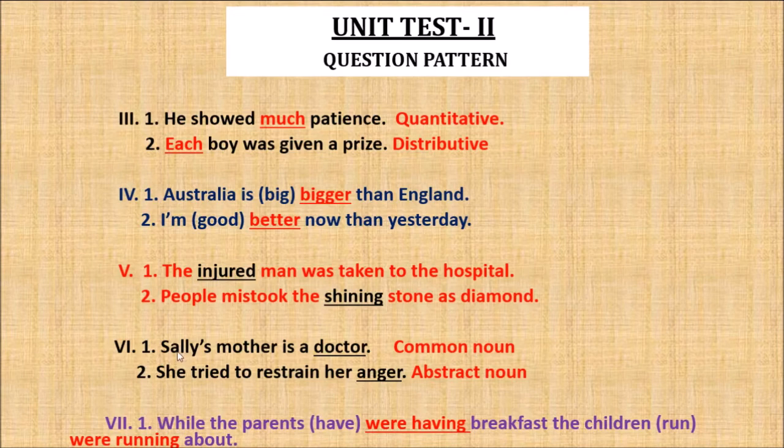So children, the sentences will be given without any underline also. You have to underline the noun and then write what type of noun it is in that sentence. Like this you have to write beside. Okay, understood? Now let us see the next thing.